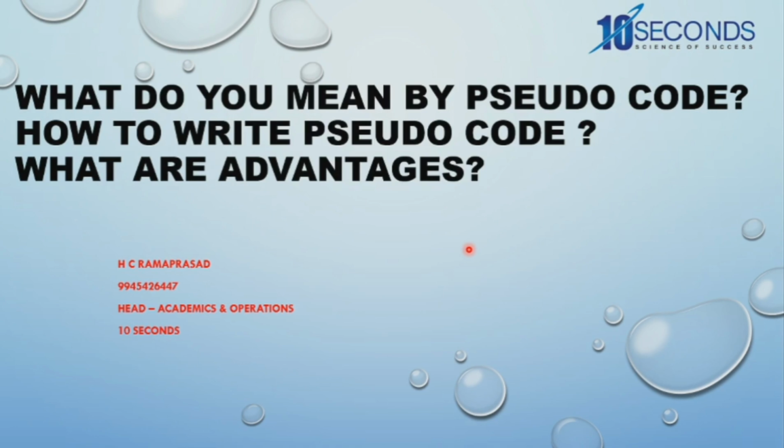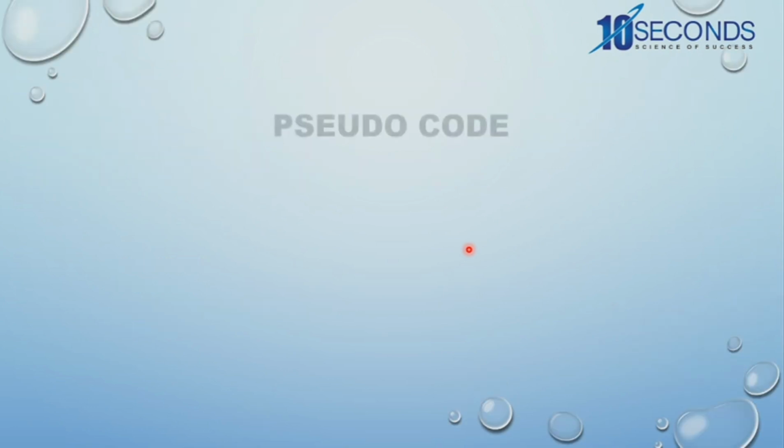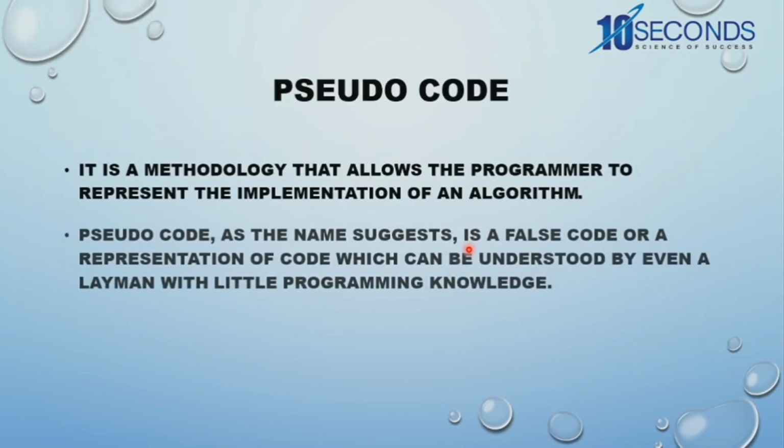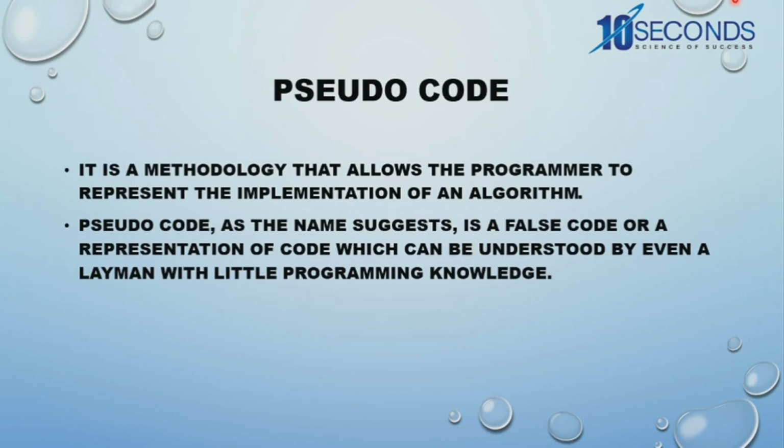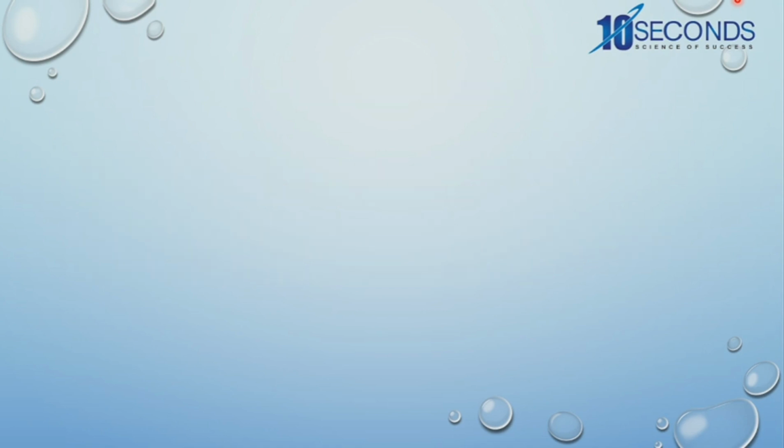Normally we don't declare any variables in the case of pseudocode. As I told, pseudocode is nothing but a fake code, and it cannot be compiled, executed or interpreted, and it is easy to understand. Even a common man or a client, a layman who doesn't have programming knowledge or who has very little programming knowledge, can also understand the pseudocode.